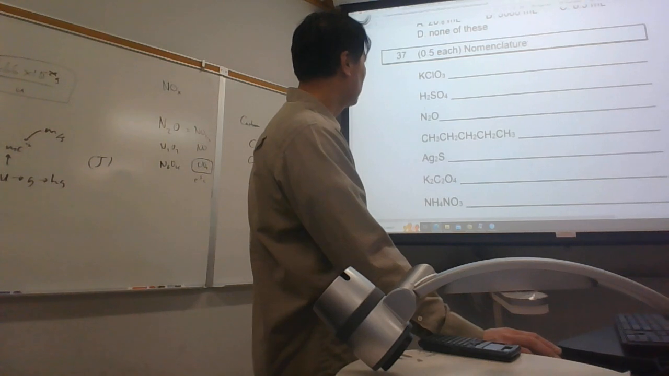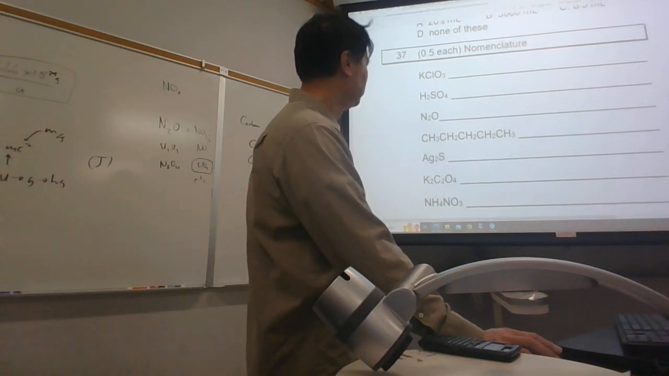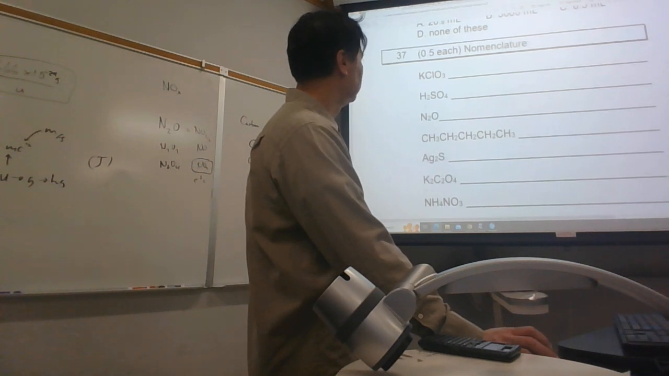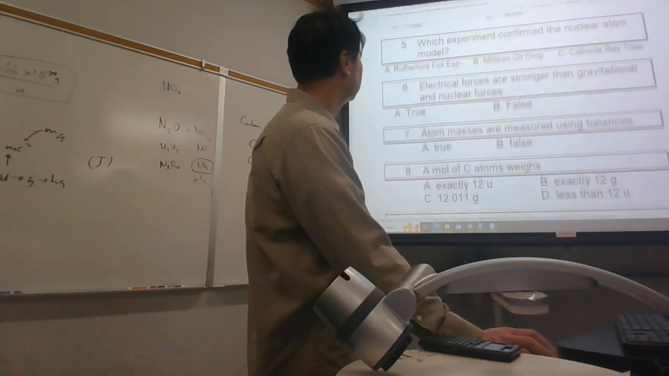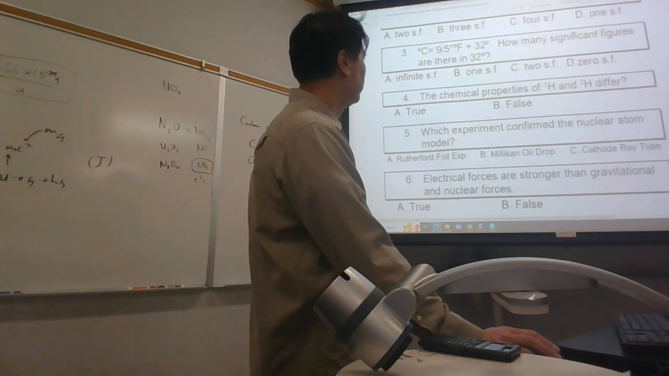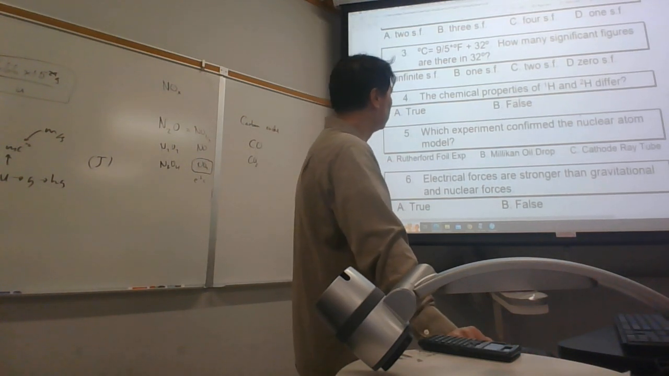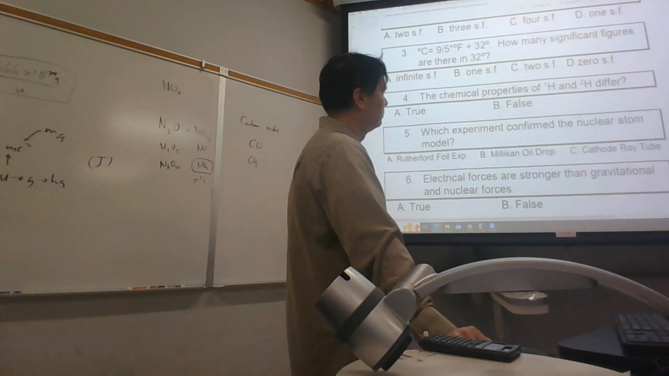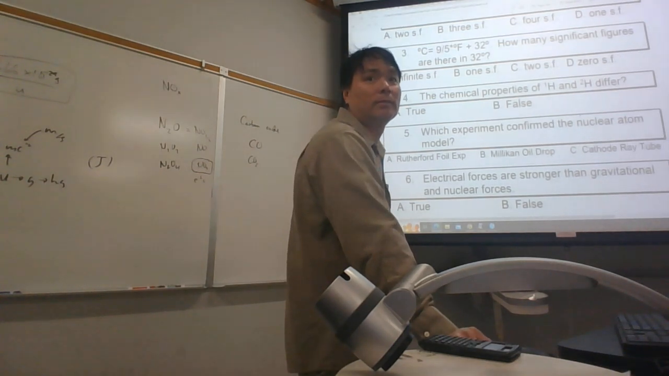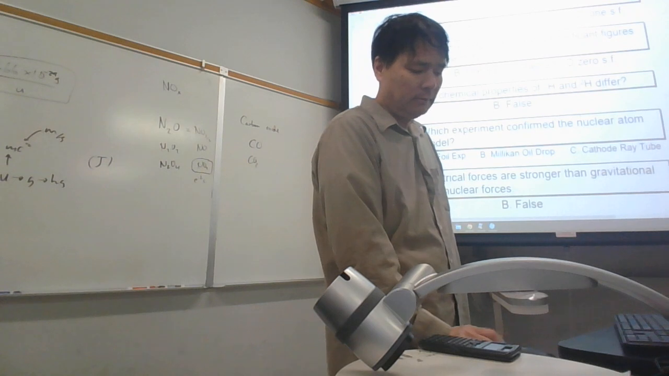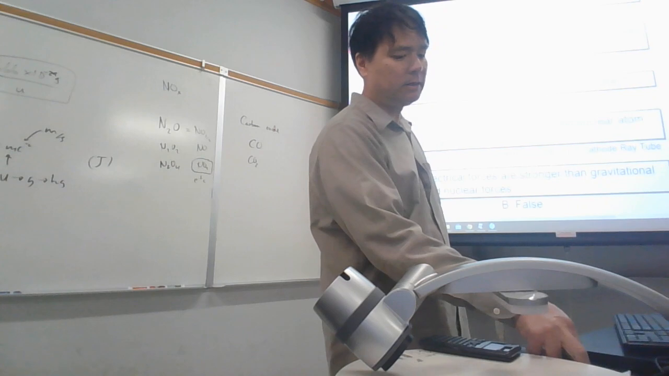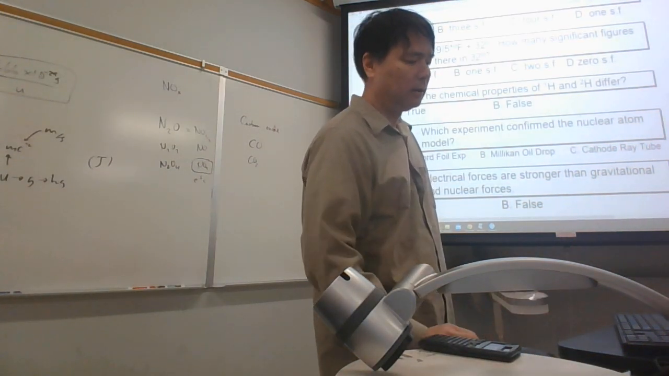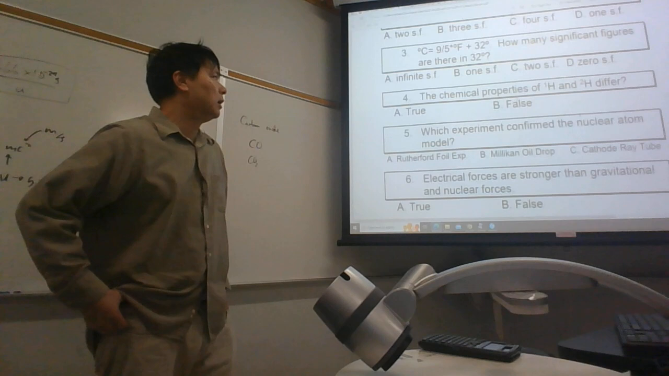All right, so what were the other ones? Really, yeah. Could you just explain number 4? Number 4 in the nomenclature or number 4? Number 4 in the problems. The chemical properties of H1 and H2 differ. The chemical properties, this is a bit of a tricky question.